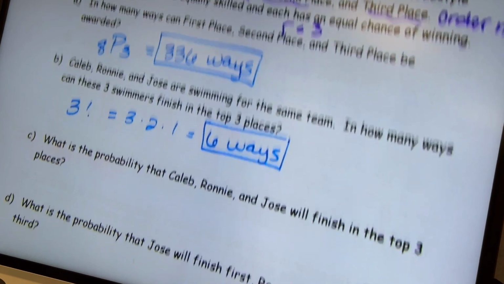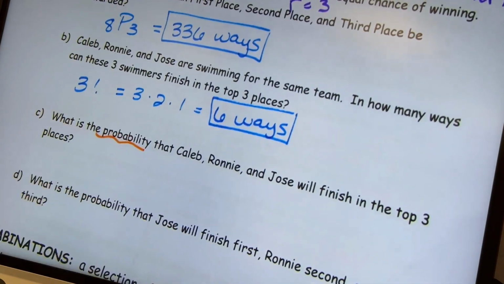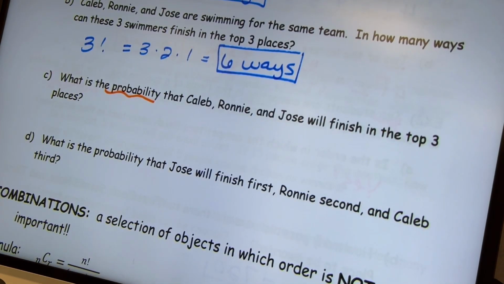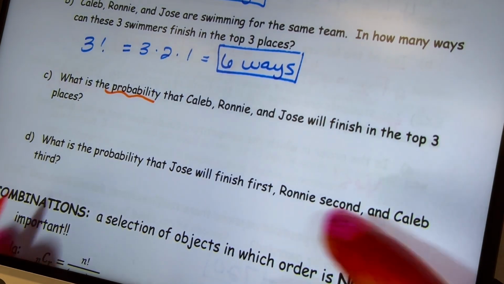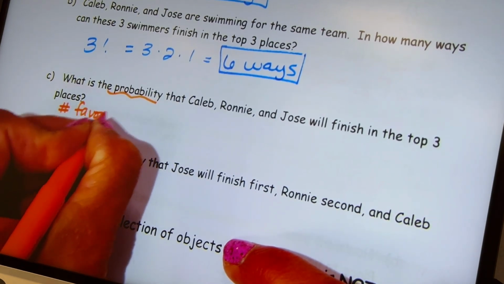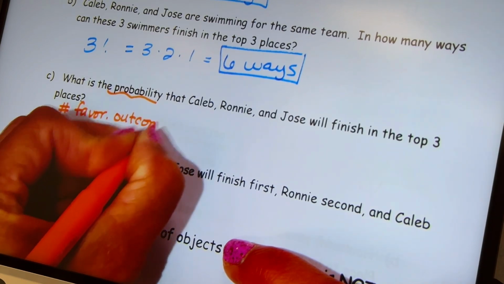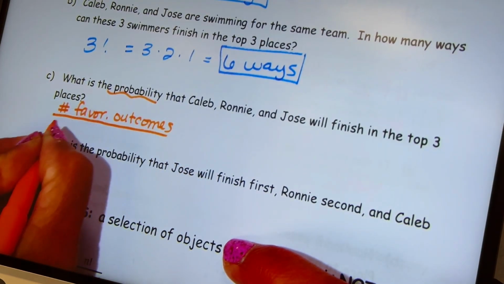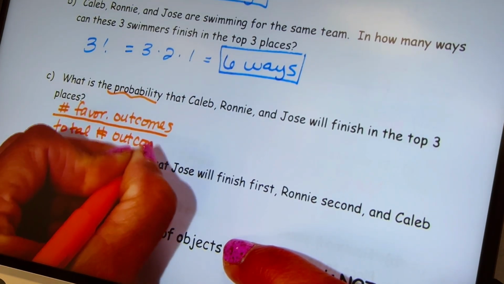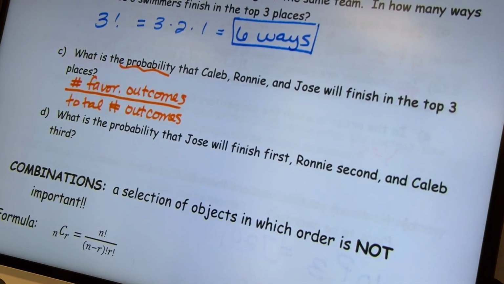Then, what is the probability? Now we're asked about probability. Well, that is what this unit is about, probability and stats. So what's the probability that Caleb, Ronnie, and Jose will finish in the top 3 places? Okay, so remember what probability is. We are looking for the number of favorable outcomes out of the total number of outcomes. That's what probability is. Like when you're trying to find the probability of getting a heads when you flip a coin, there's 2 outcomes, heads or tails. You want heads, that's one of the outcomes, that would be 1 out of 2.